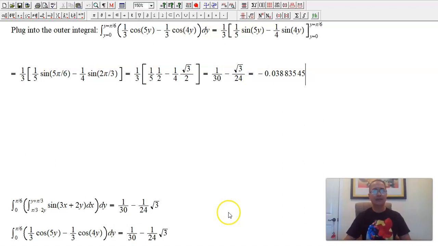What are we going to do next time? I think we're going to change order of integration, something, or are we going to do a volume? I think volume first, okay? So many things to do.